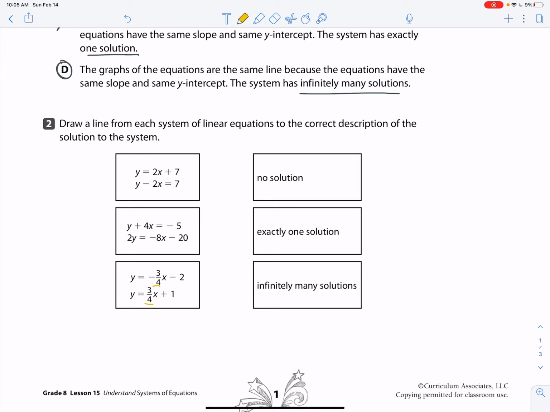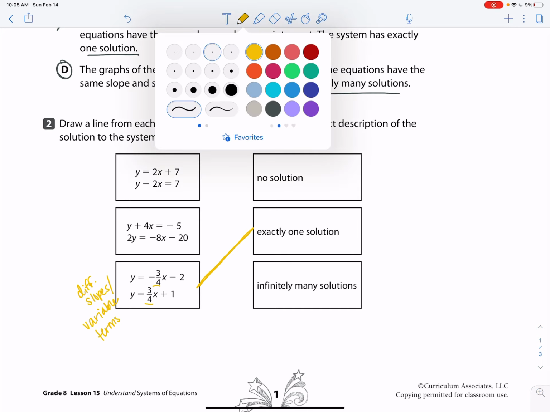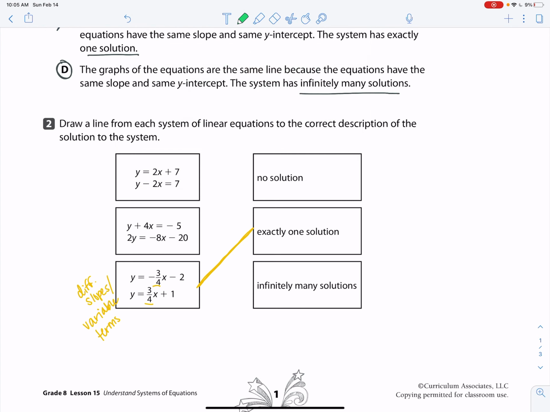So here at the top we have negative 3/4, and at the bottom we have positive 3/4. These are different slopes. What we call slopes now, we used to call variable terms. And when you have that, that automatically tells you I'm going to have one solution because they're different. I don't have to look at anything else. I just know that my slopes are different. They will eventually intersect.